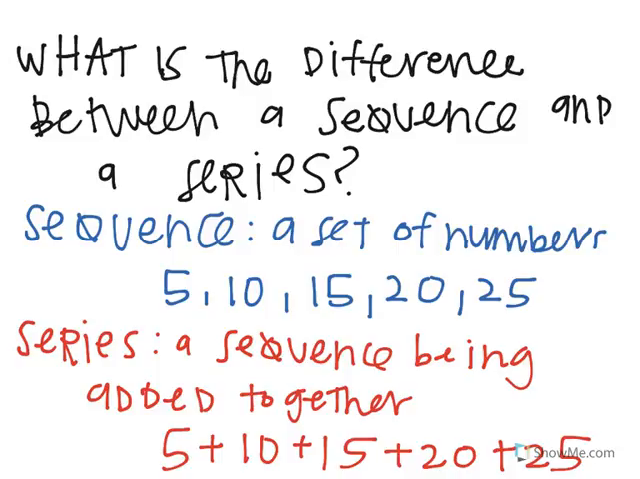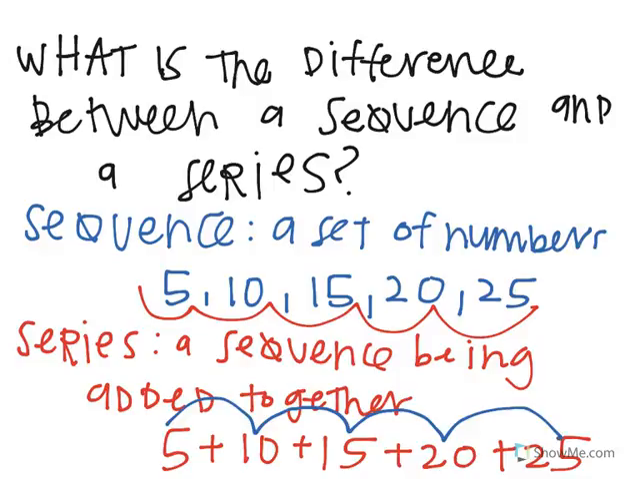Okay, what is the difference between a sequence and a series? A sequence is a set of numbers, for instance, 5, 10, 15, 20, 25, with a repeating pattern. And a series is that sequence being added together, so like 5 plus 10 plus 15 plus 20 plus 25. So these are being switched out for these. You add them together instead of just having a set.